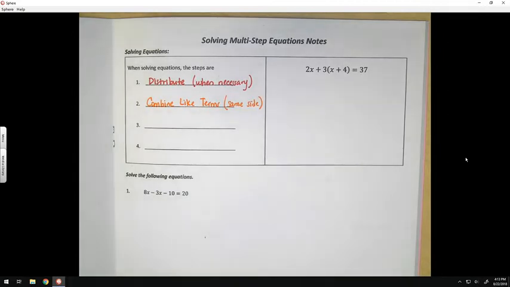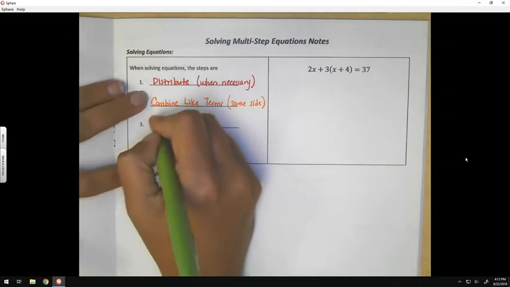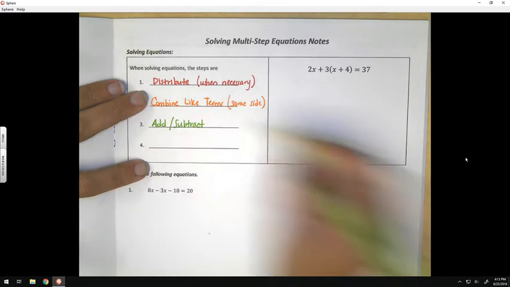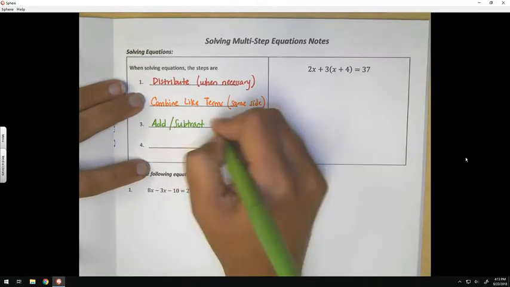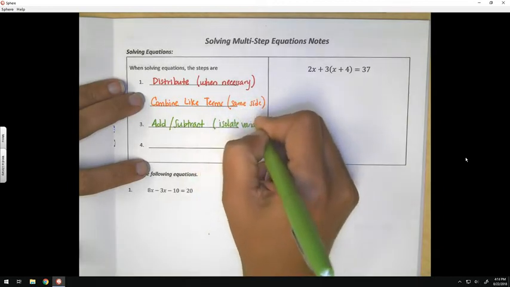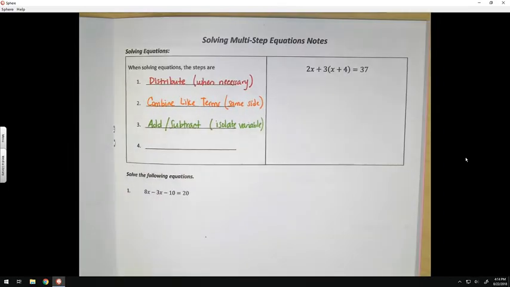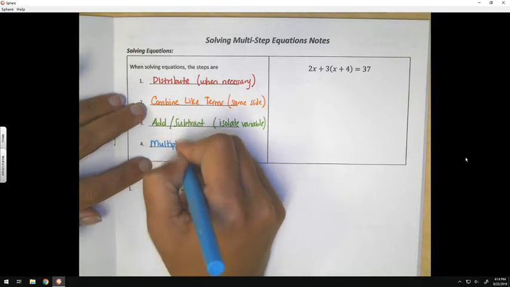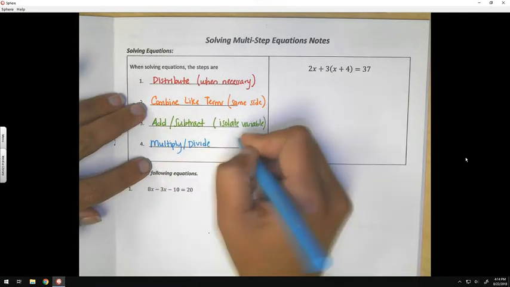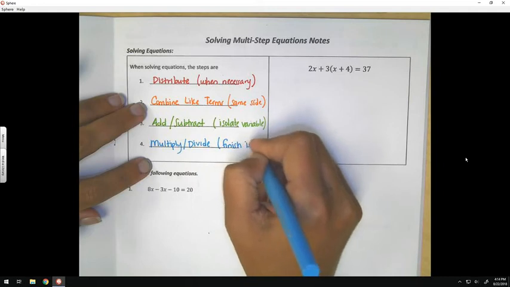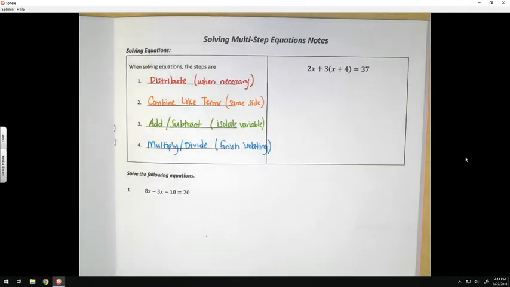The next step would be to add or subtract, depending on which one you need in order to isolate the variable. And finally, we usually multiply or divide, depending on which one is necessary in order to finish isolating. So let's take a look at an example where we're going to follow these steps.